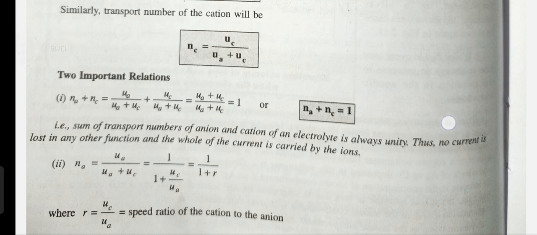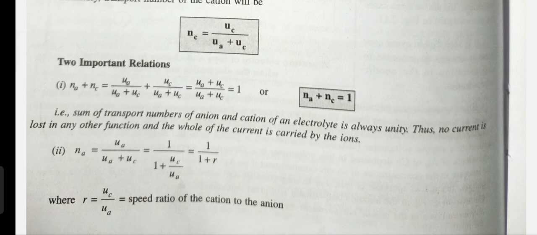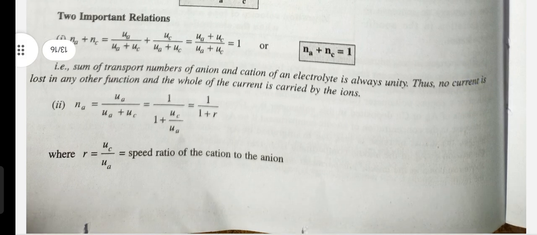Two important relations: Na plus Nc is equal to UA upon UA plus UC plus UC upon UA plus UC, which is equal to 1, or Na plus Nc is equal to 1. That is, the sum of the transport numbers of the anion and cation of an electrolyte is always unity. Thus, no current is lost in any other function and the whole of the current is carried by the ions.